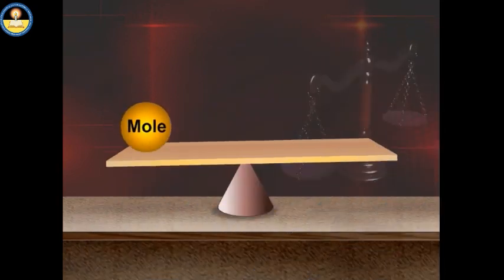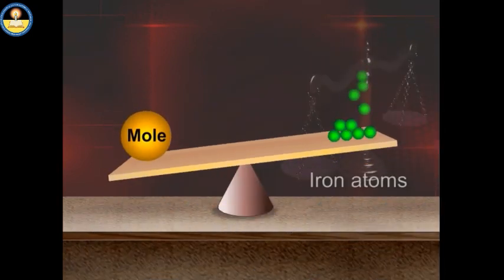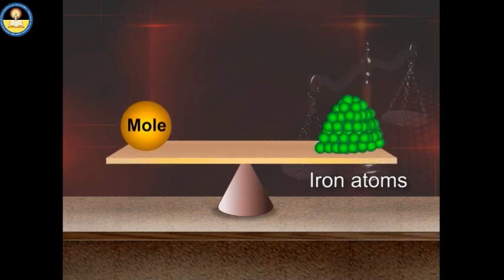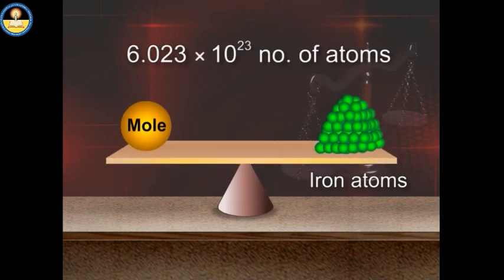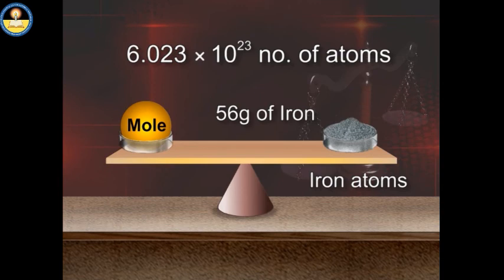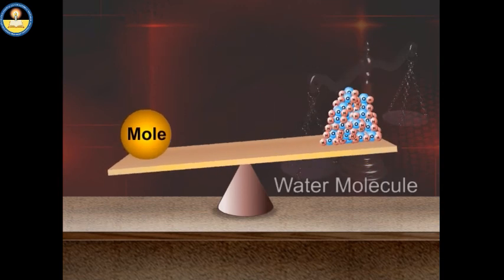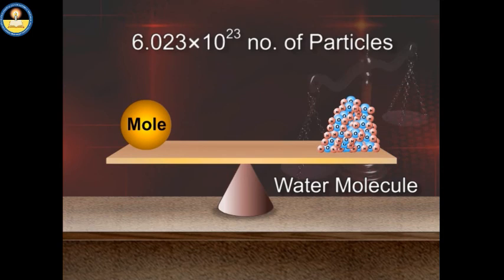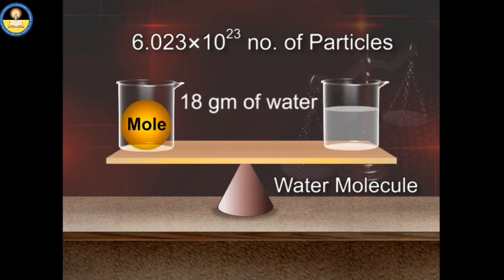Let us explain this concept with the help of a beam balance. 1 mole of iron atoms will contain 6.023 multiplied by 10 to the power 23 atoms, which is equal to 56 grams of iron. 1 mole of water molecules will contain 6.023 multiplied by 10 to the power 23 water molecules, which is equal to 18 grams of water.